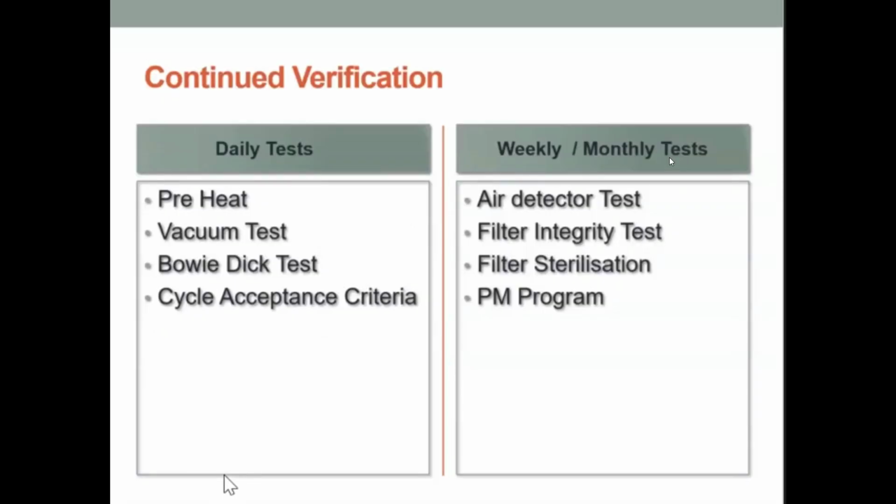The continued verification of an autoclave. So it's an ongoing process. It doesn't stop the day the protocols are signed off for your validation. The daily tests that are done when an autoclave is being used are the preheat test. The vacuum will be tested daily. The Bowie-Dick test will be done daily, and the cycle acceptance criteria will be checked, whatever has been set for the particular autoclave. On a weekly or monthly basis, the air detector will be tested. There'll be filter integrity testing, filter sterilization, and the preventative maintenance program, whatever has been set out in the site SOP.